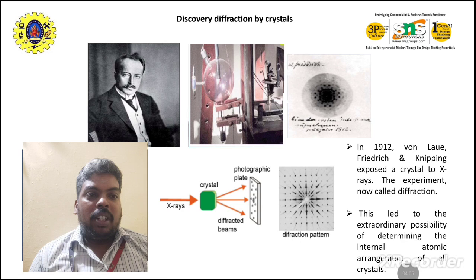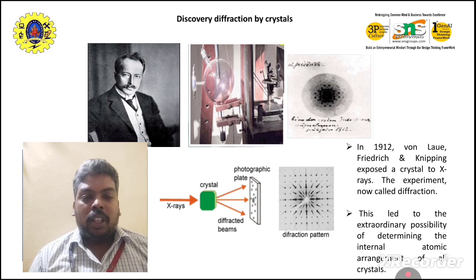So in 1901, Laue exposed the crystals to X-rays, which is called diffraction. This is the extraordinary possibility of determining the internal atomic structure of the crystal. It was the one main discovery that will change the world, and by these experiments it opens a new way of science, which is called crystallography.